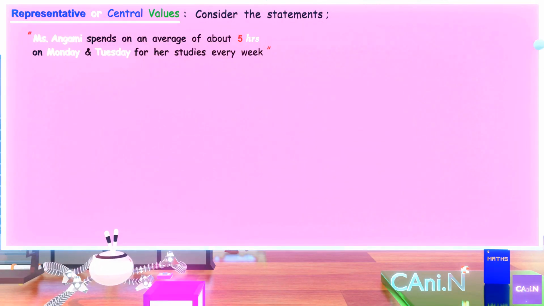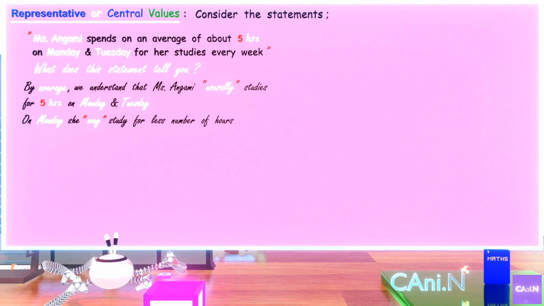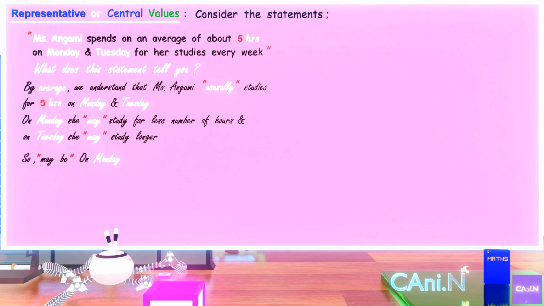Representative or central values. Consider the statements. Miss Angami spends on an average of about 5 hours on Monday and Tuesday for her studies every week. What does this statement tell you? So, by average, we understand that Miss Angami usually studies for 5 hours on Monday and Tuesday. On Monday she may study for less number of hours and on Tuesday she may study longer. So, maybe, on Monday she studies for 4 hours. And on Tuesday she studies for 6 hours.